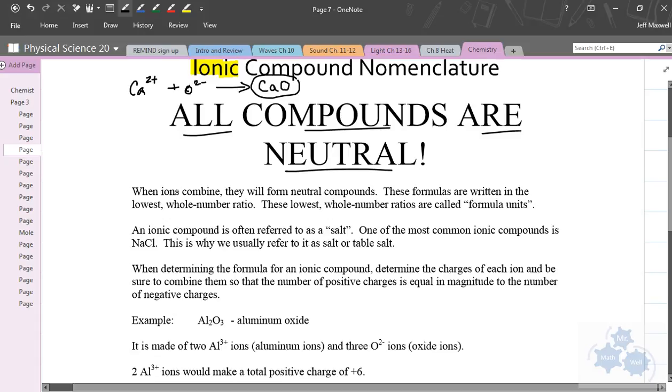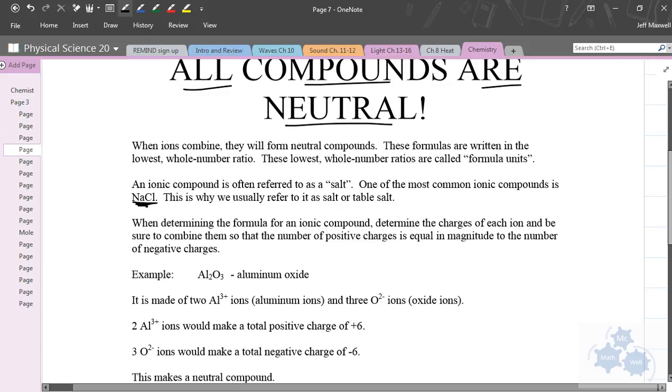Now let's read here. When ions combine, they form neutral compounds. These formulas are written in the lowest whole number ratios of the ions involved. These lowest whole number ratios are called formula units. An ionic compound is often referred to as a salt. One of the most common ionic compounds is NaCl. That's why we usually refer to it as salt or just table salt. So the salt that you put on your food, NaCl. But there are multiple types of salt made up of different elements.